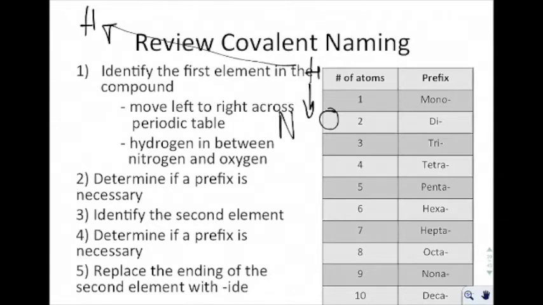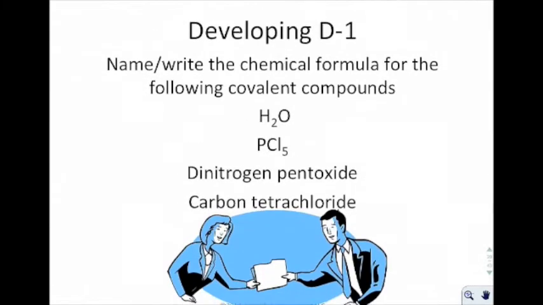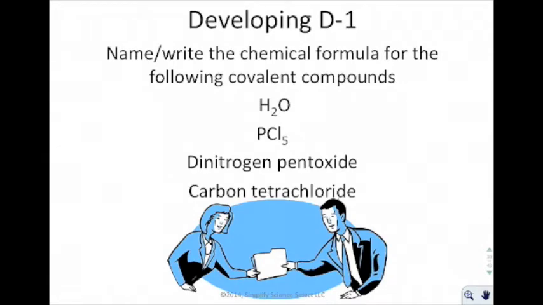Now, you need to determine if a prefix is necessary. Remember, we don't use the prefix mono on the first element. We always use the prefix on the second element. And we always replace the ending of the second element with "ide." So an example of that, it says write the chemical formula for the following covalent compounds. It's just a name or write. We're going to name this one right here. It's got 2 hydrogens. That's the first element. So we'd say dihydrogen monoxide, which we know is water.